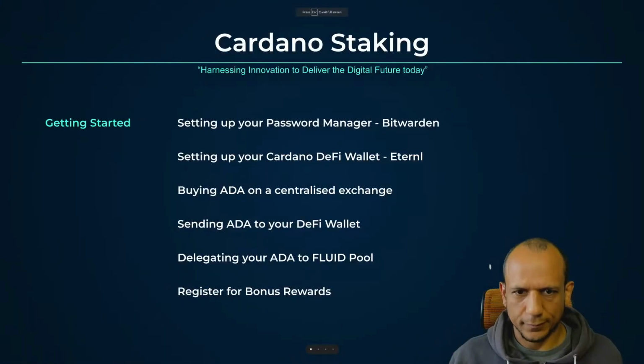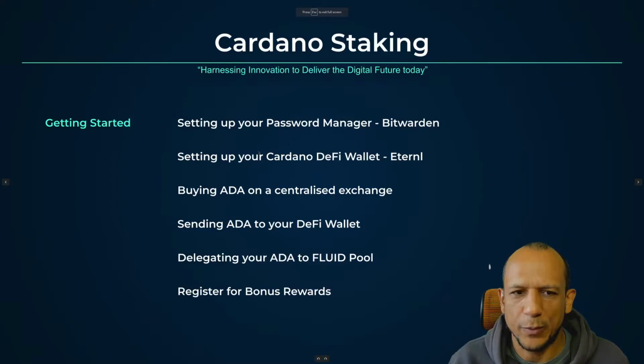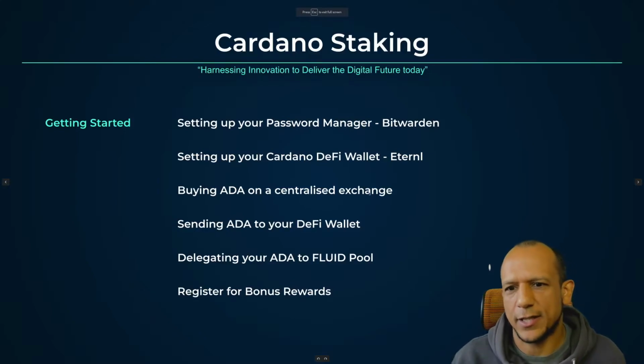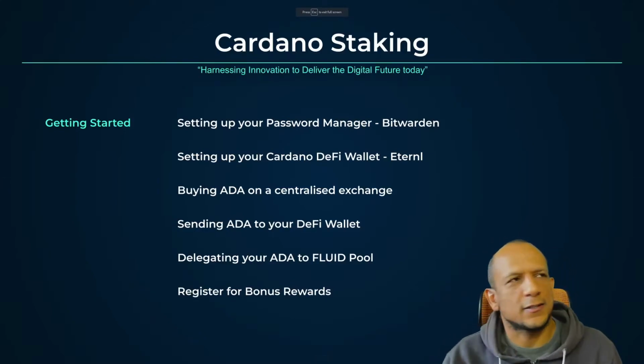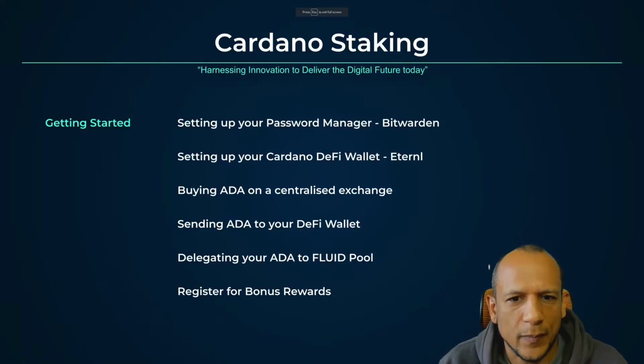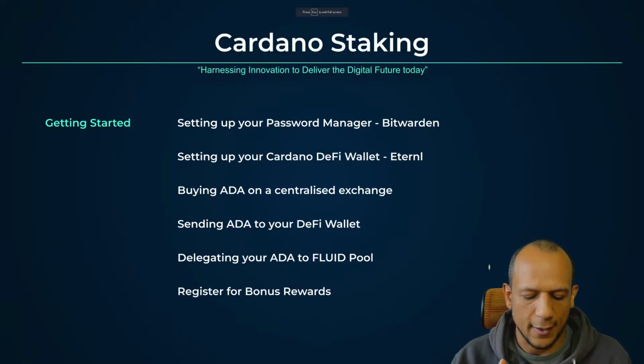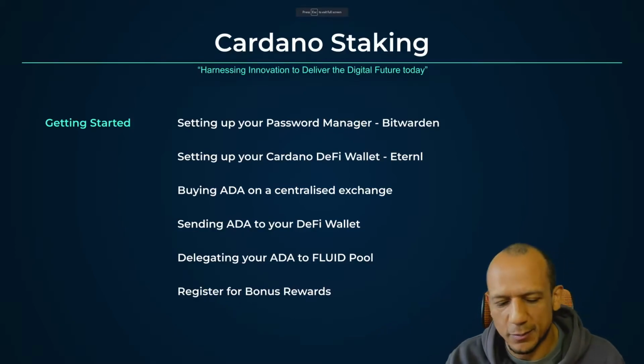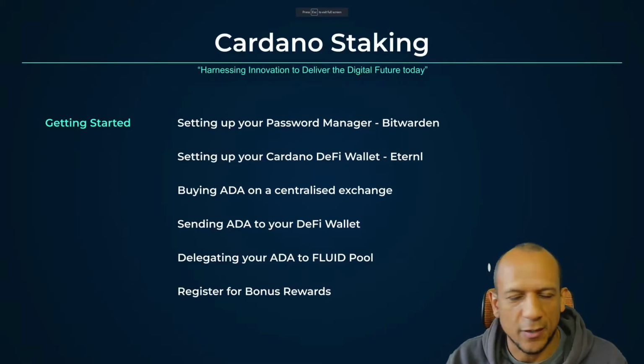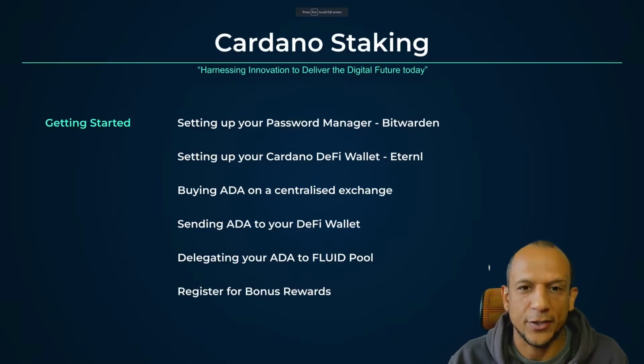Now, we've set up our password manager. We'll use Bitwarden. We've set up our Cardano DeFi Wallet, called Eternl. We're now going to buy some ADA on a centralized exchange. In this instance, I would recommend you go through using your favorite exchange. That could be Kraken, could be crypto.com, could be Binance, could be Coinbase. Any of these big centralized exchanges that will perform KYC on you, know your customer.